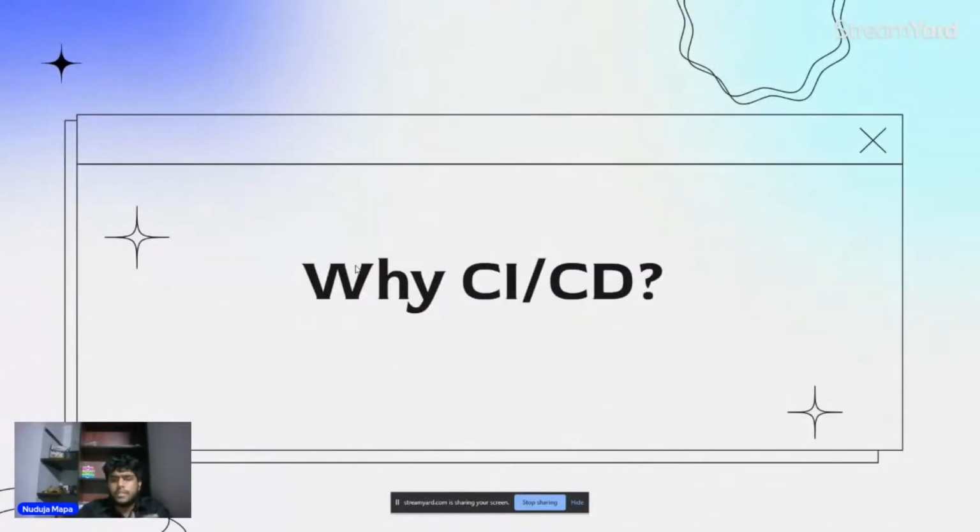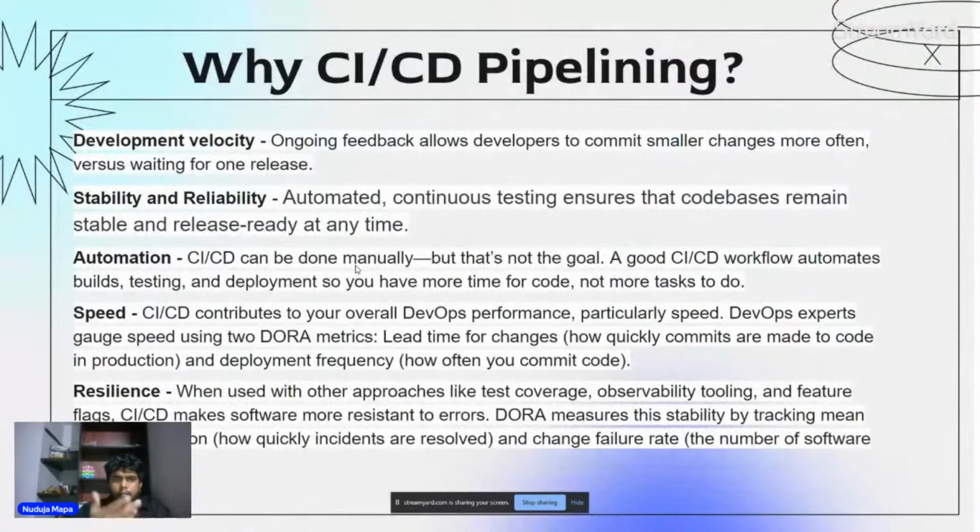So why do we use a CI/CD pipeline? Basically for deployment velocity, stability and reliability, automation, speed, and resilience. Deployment velocity: ongoing feedback allows developers to commit smaller changes more often versus waiting for one release. Stability and reliability: automated continuous testing ensures that the code base remains stable and release ready at any time.